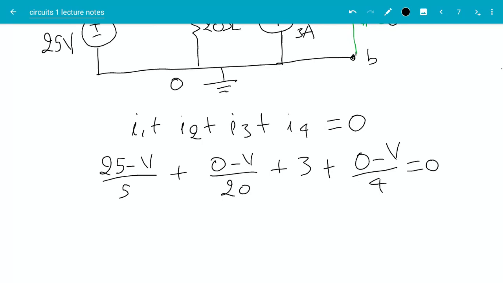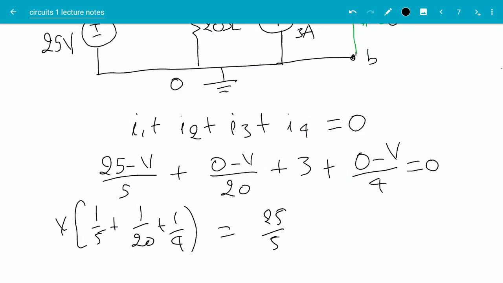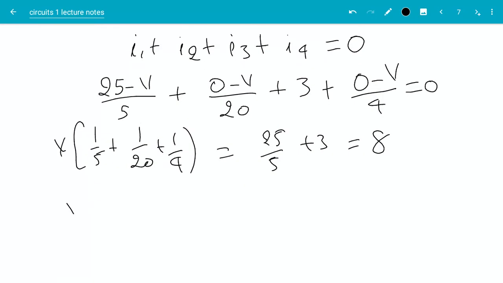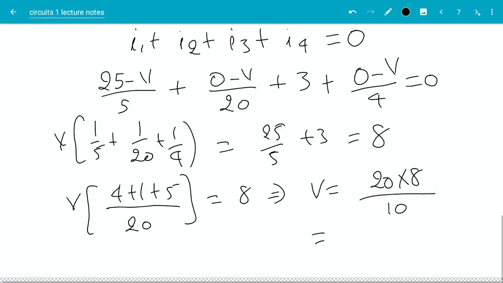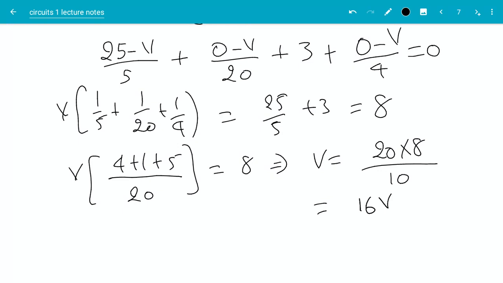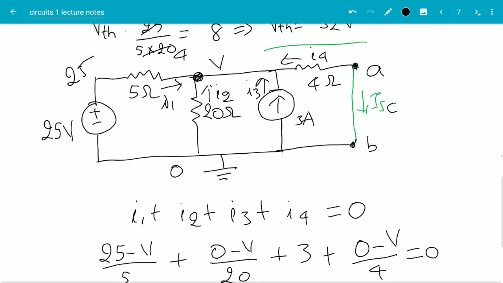So let me take V to one side and factor it out. V times (1 over 5 plus 1 over 20 plus 1 over 4) will be equal to 25 over 5 plus 3. Okay, that's it. So this will be equal to 8. Over here, the least common multiple is 20. So I have 4 plus 1 plus 5, which is 10, over 20. This implies V is 20 times 8 divided by 10. Okay, so this will be equal to 16 volts. Okay, in this case, when you short circuit it, I have 16 volts over there.